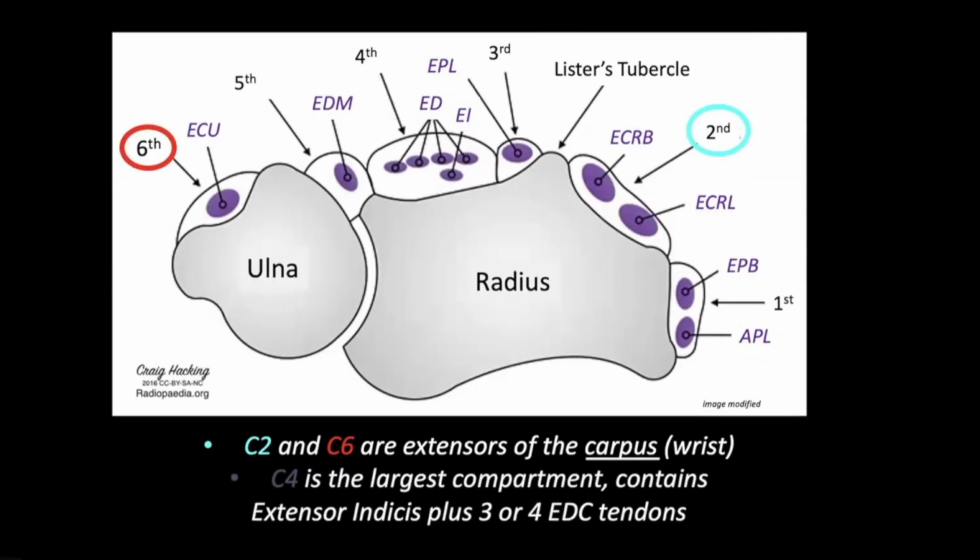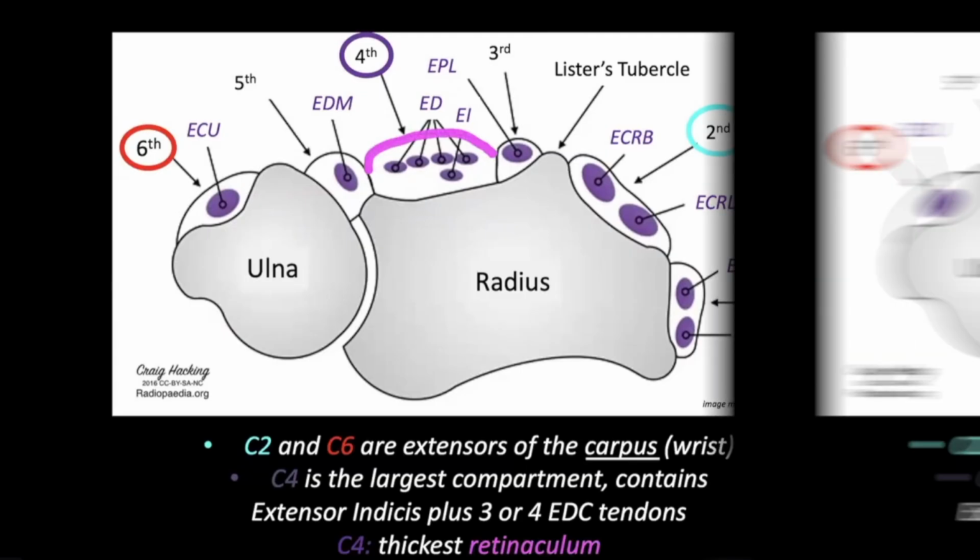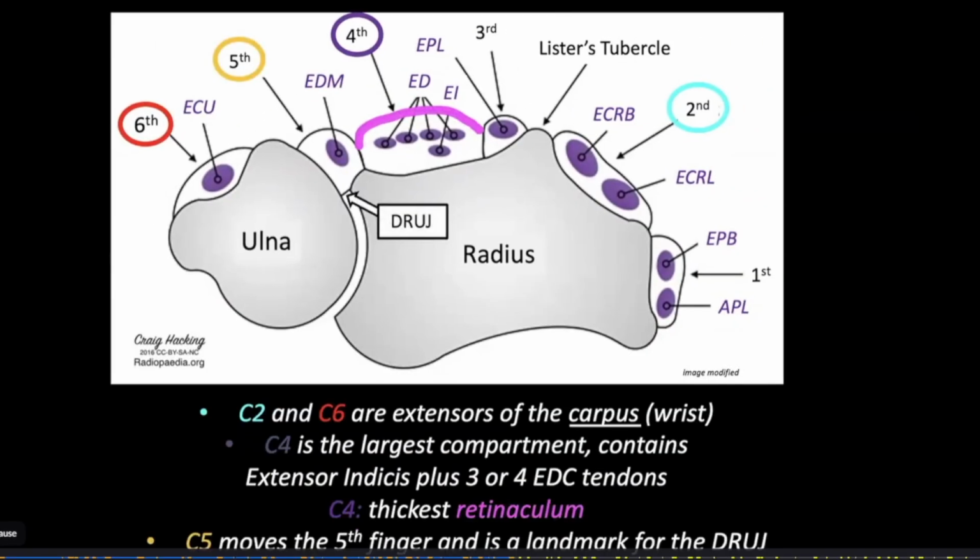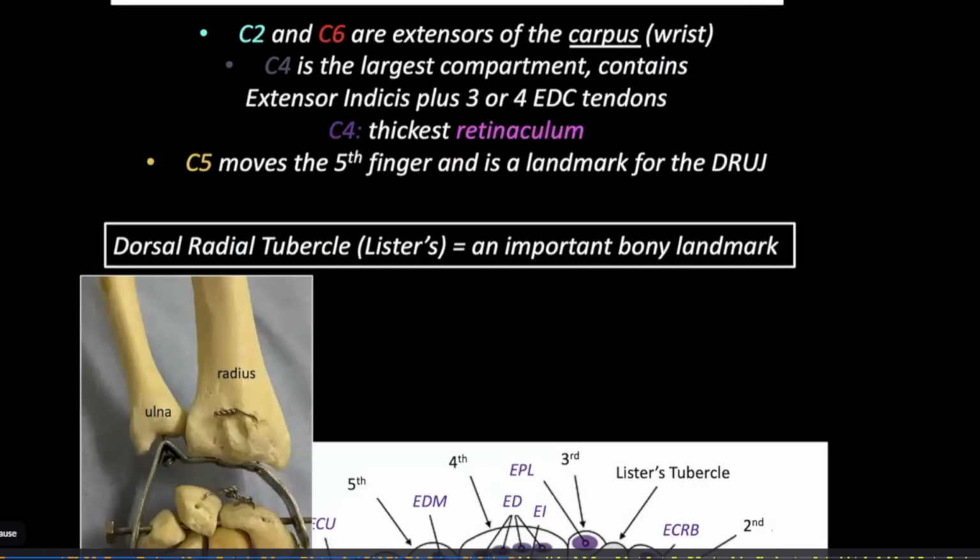Compartment 4 is the largest compartment. It contains extensor indicis plus 3 or 4 EDC tendons. And it has the thickest retinaculum because it's the biggest compartment. And compartment 5 moves the 5th finger, and as I mentioned, it's a landmark for the dredge.